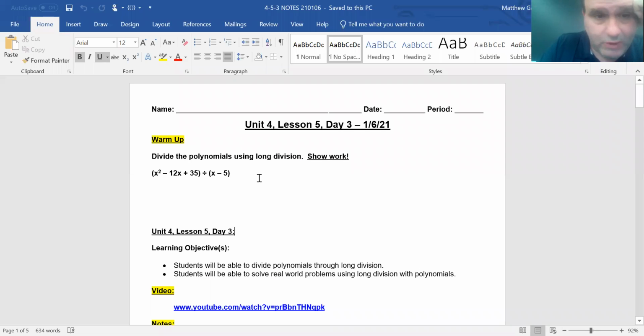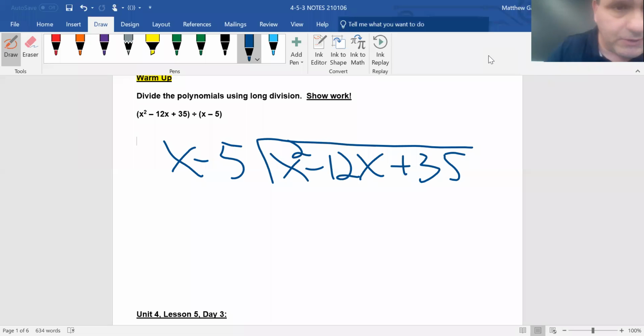We're going to start with this warm-up problem where we divide x squared minus 12x plus 35 by x minus 5. So I'll be back to go over that. Okay, I'm going to go over this with you a little bit slowly here. The first thing is understanding that a trinomial is your dividend, which goes inside the box, inside what we call the house, where we divide. X minus 5 is the divisor.